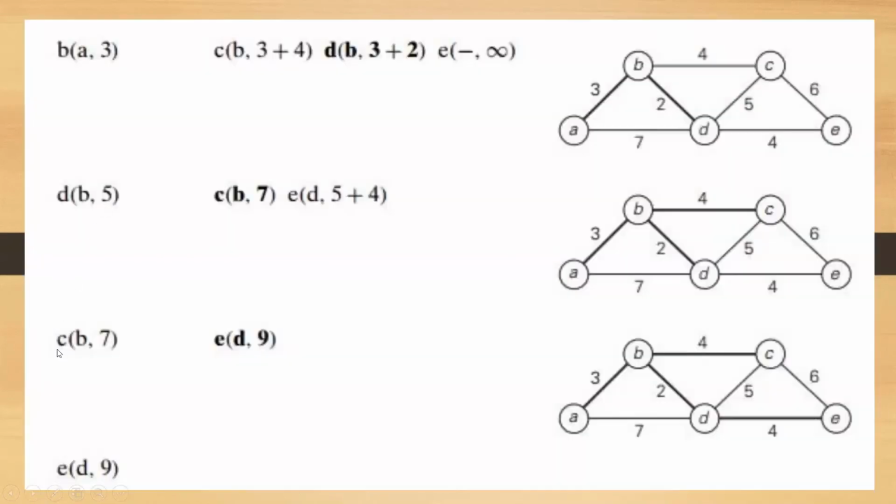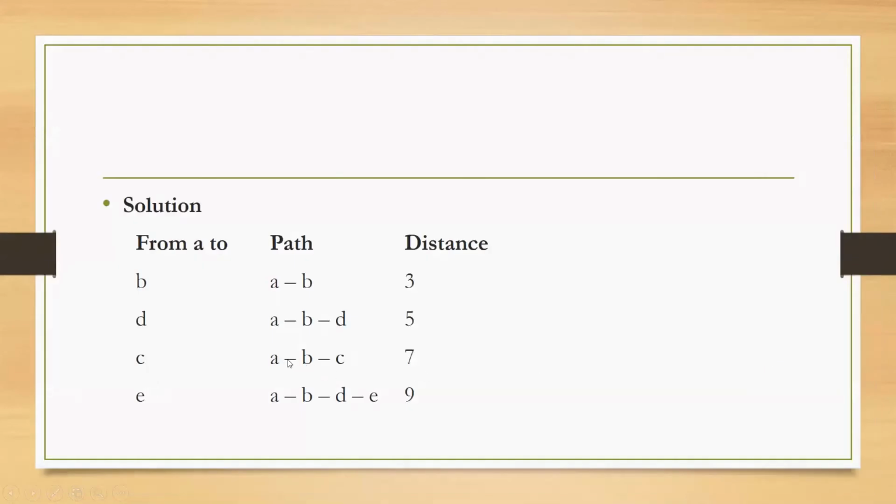And C, starting from A till C, how are we reaching? You are reaching via B. That means the path is A to B, B to C. You have to write the path like this. Total distance is 7.